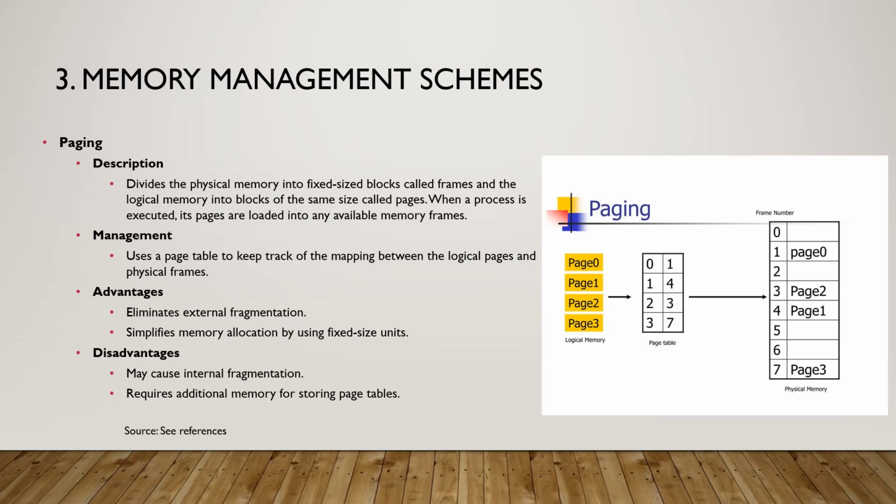Paging divides the physical memory into fixed size blocks called frames and the logical memory into blocks of the same size called pages. When a process is executed, its pages are loaded into any available memory frames. The management: it uses a page table to keep track of the mapping between the logical pages and physical frames.